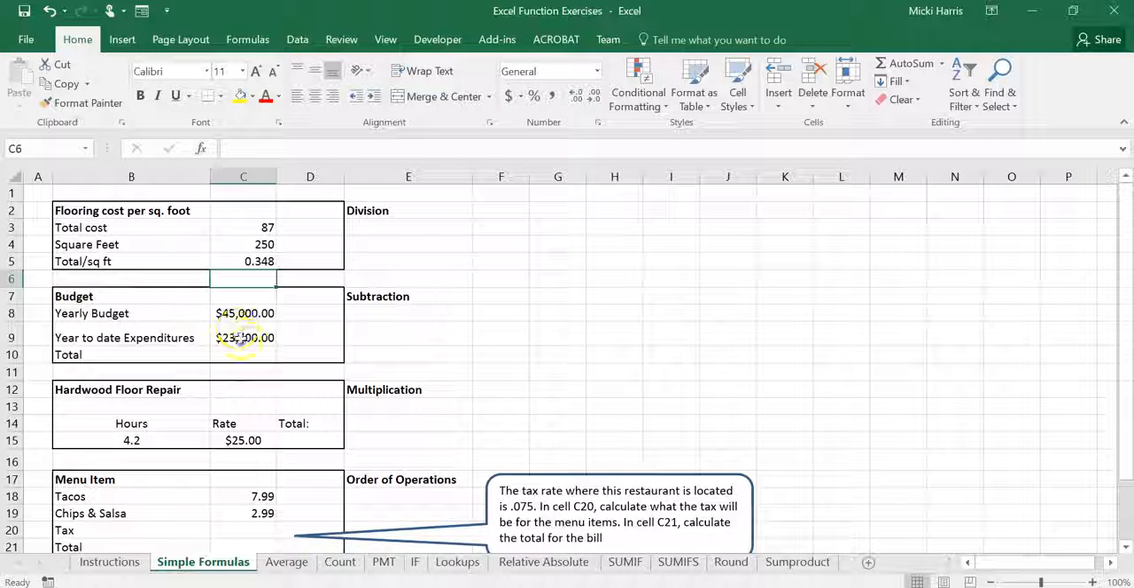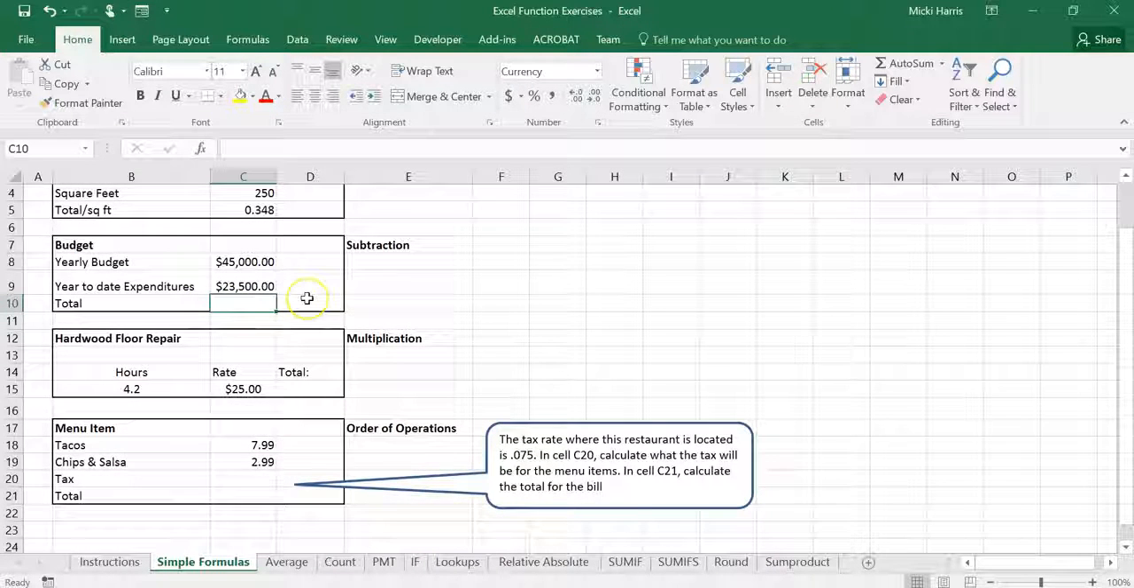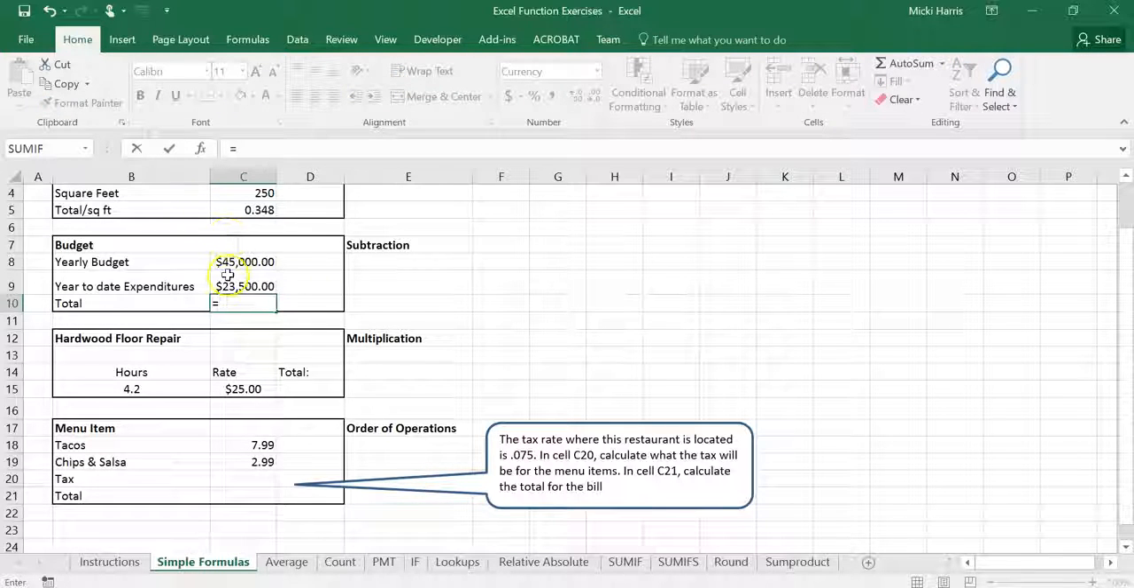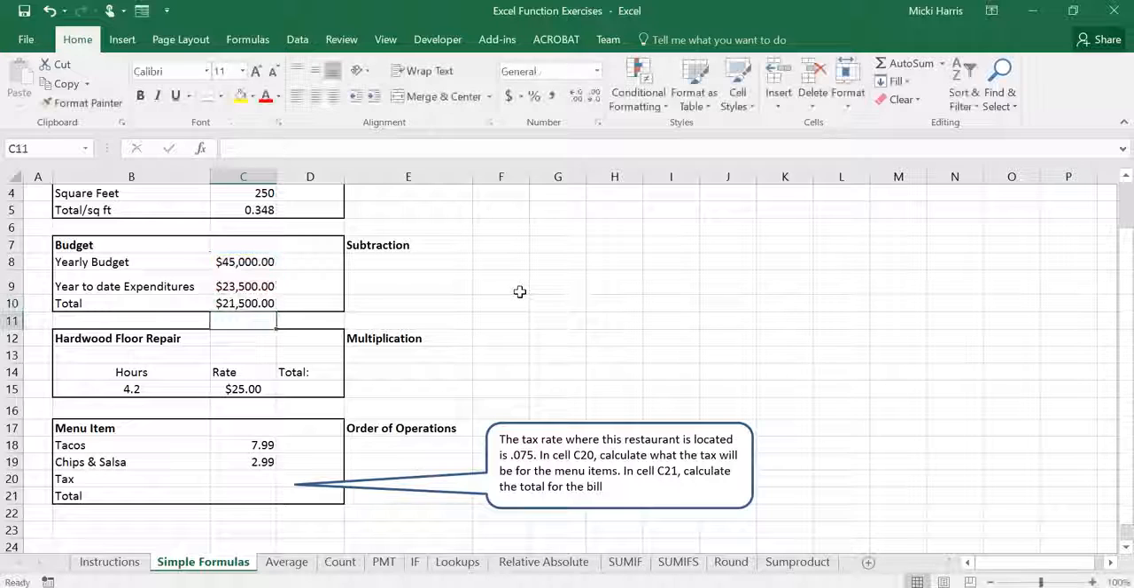Okay, now I'm going to do some subtraction. I want to figure out how much money I have left in my budget for the year. So I'm going to click in C10. I'm going to subtract my year-to-date expenditures from my yearly budget. So again, start a formula with an equal sign. I'm going to click on C8 minus my expenditures, which is C9. So C8 minus C9.